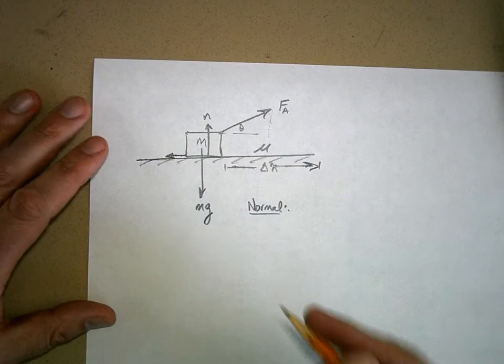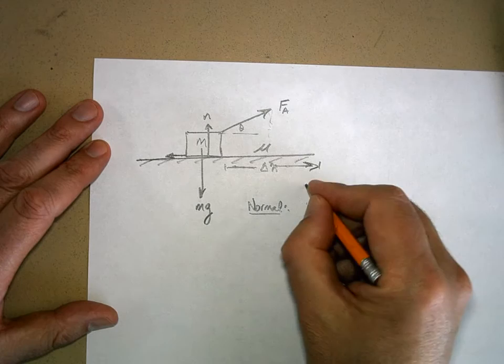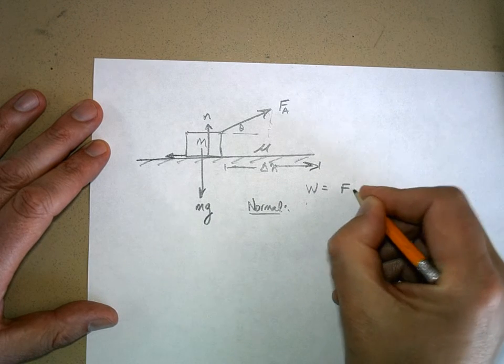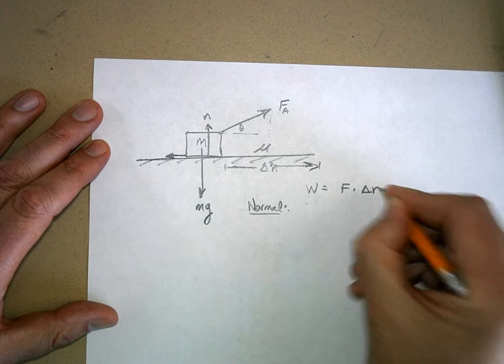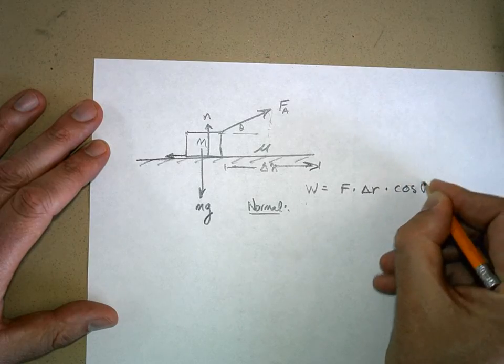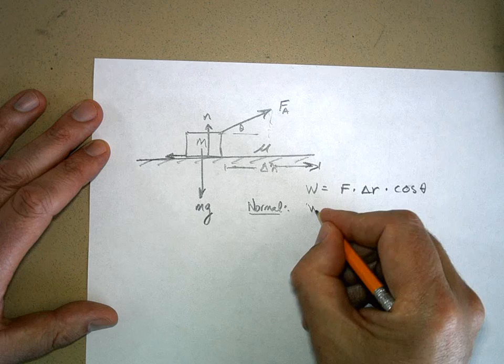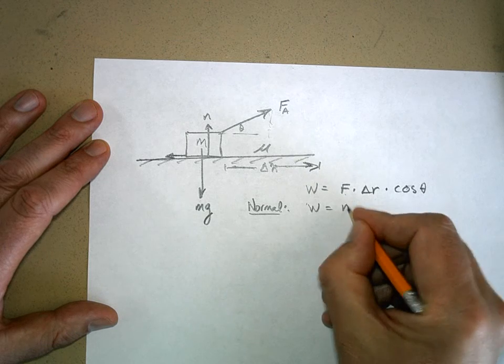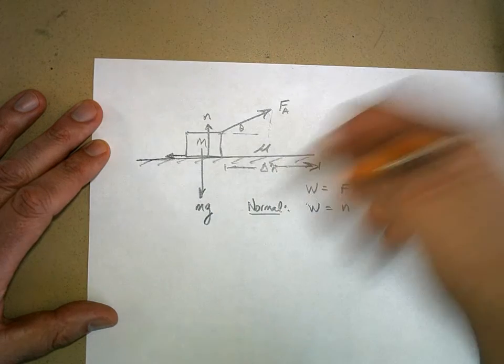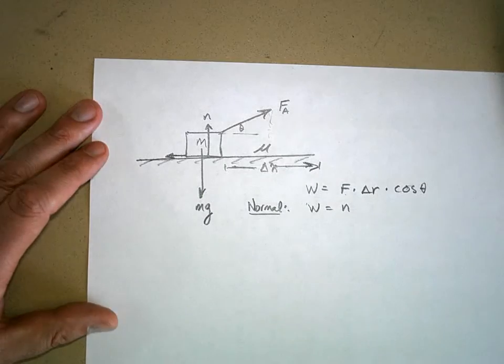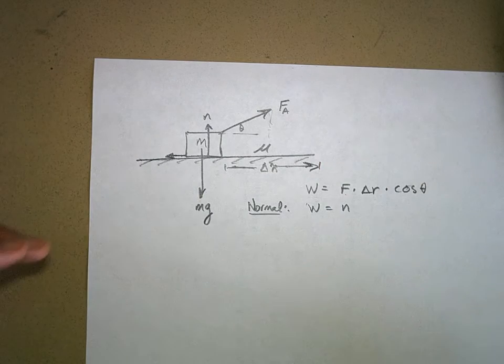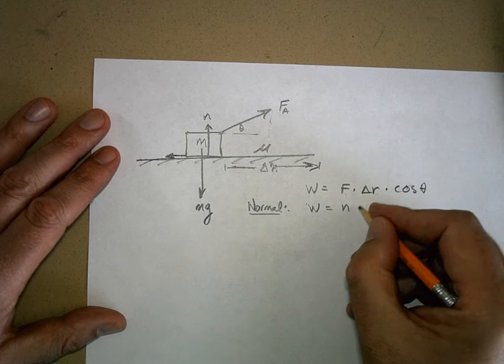Well, remember that work equals the force times the displacement times the cosine of the angle between them. And so for the normal force, the work it does is, well, we've got the normal force, whatever it is. We could figure it out by drawing a free body diagram, summing the forces in the y direction, and coming up with the normal force equation. But we don't need to here.